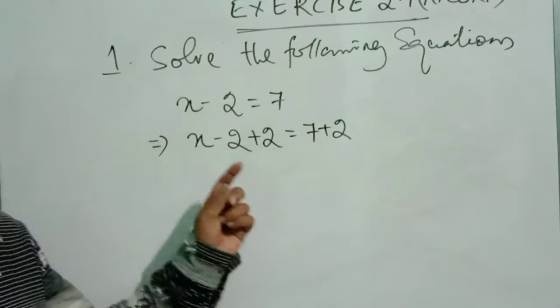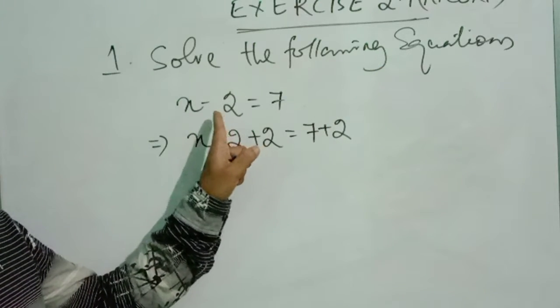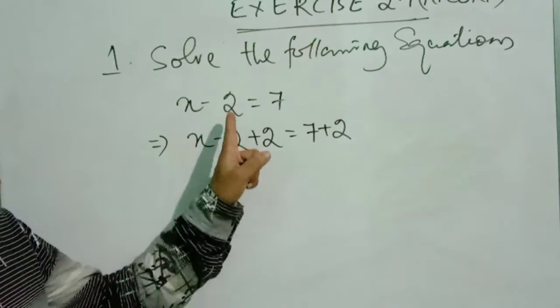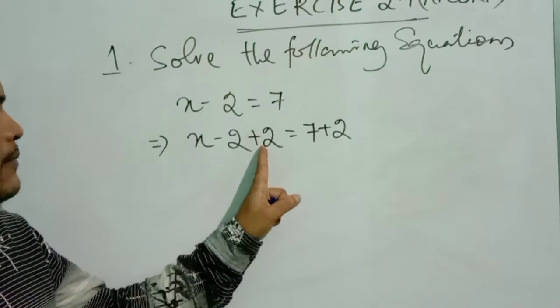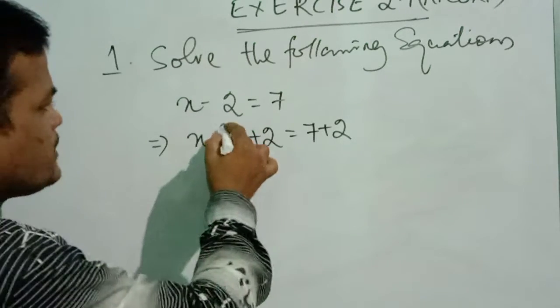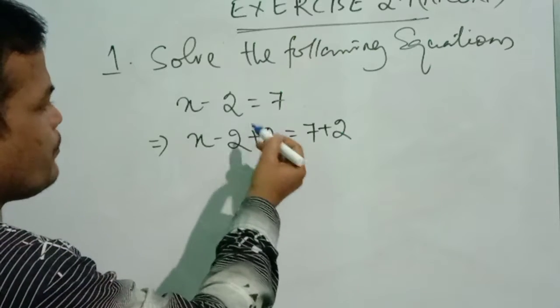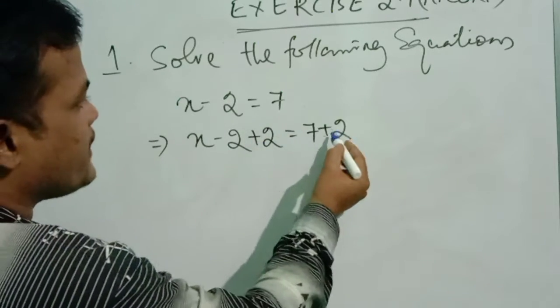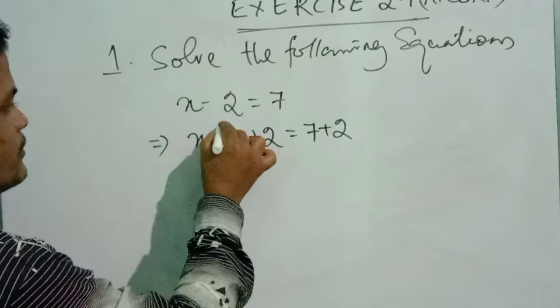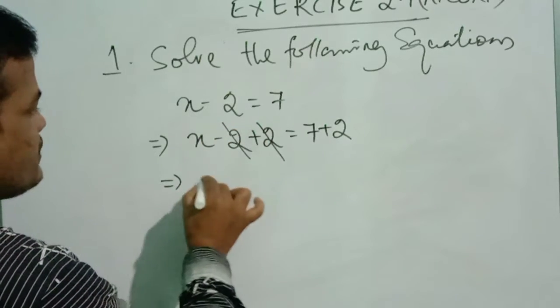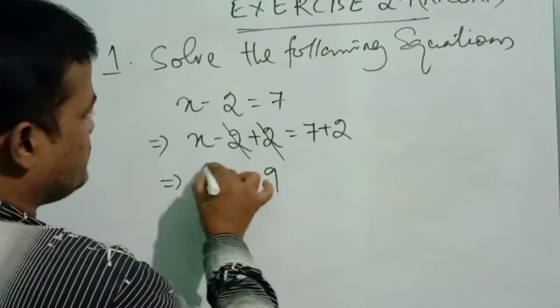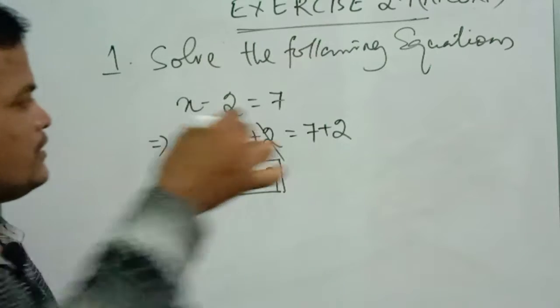Why are we doing this? To remove this minus 2, we have to add 2. So in order to remove this 2 we have to add 2, and to make it balance we are again adding 2 on the right side. So now the 2 cancels, what is coming? x is equal to 9. This is the solution number 1.